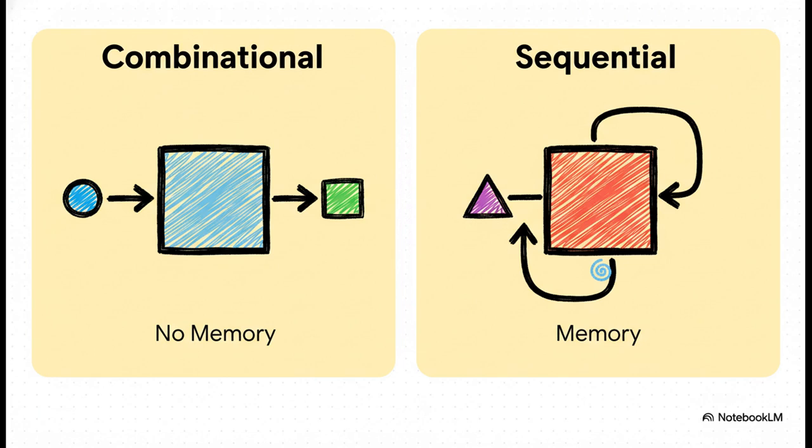To get our heads around this, we really need to look at two different kinds of circuits. Over on the left, you've got what are called combinational circuits. Think of a basic calculator. You punch in 2 plus 2, it gives you 4. It only cares about what you're doing right now. It has zero memory of what you did before.